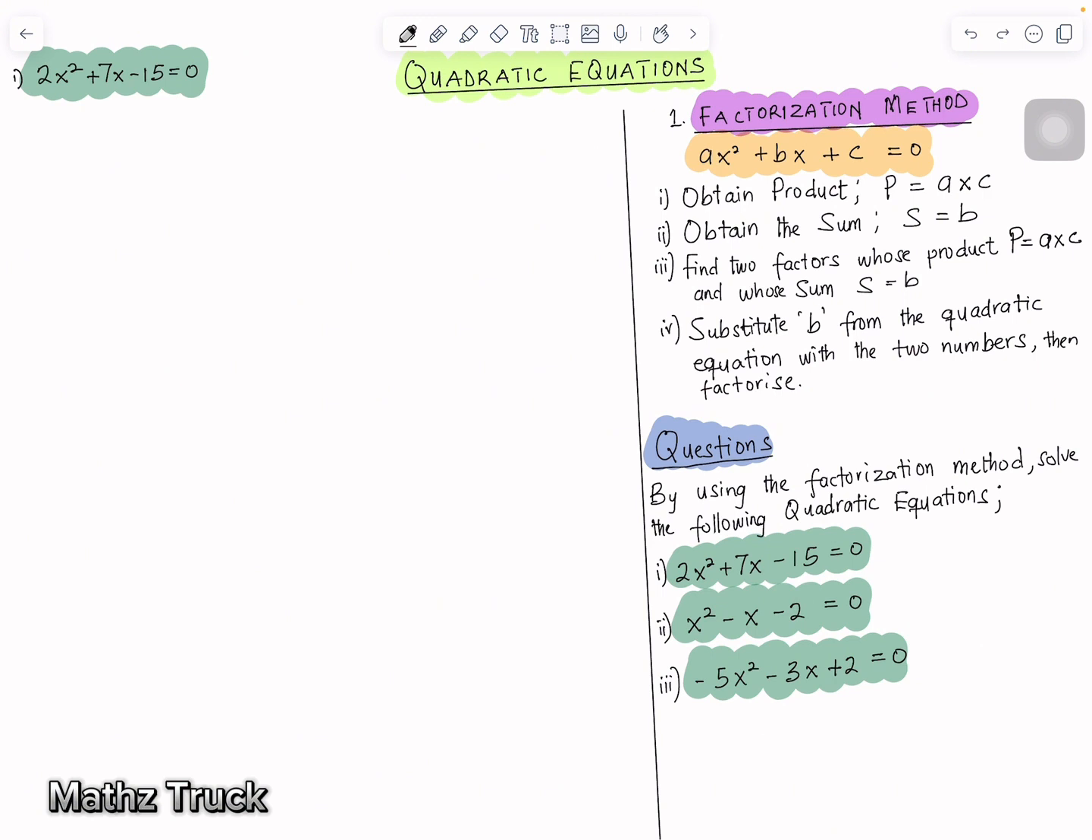First, you have to compare the question given to the general quadratic equation, which is ax squared plus bx plus c equals 0.